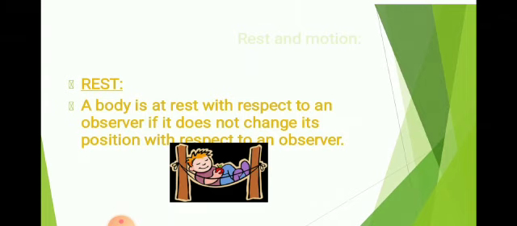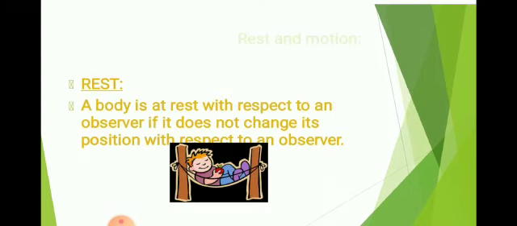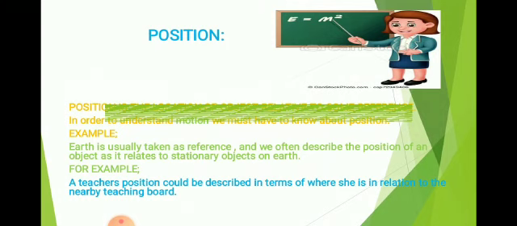A body is at rest with respect to its surroundings if it does not change its position with respect to an observer or with respect to the surrounding. While a body is in a state of motion with respect to an observer if it changes its position with respect to that observer or with respect to the surroundings. So the difference between rest and motion is, in case of rest, the body does not change its position, and in case of motion, the body changes its position with respect to its observer or with respect to its surroundings.